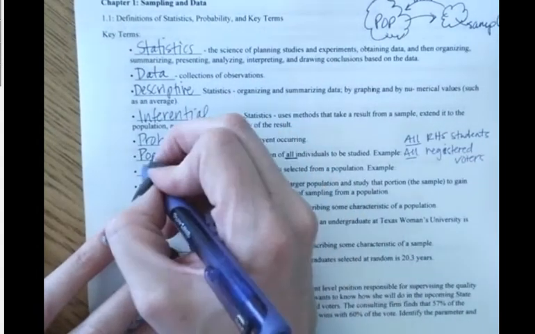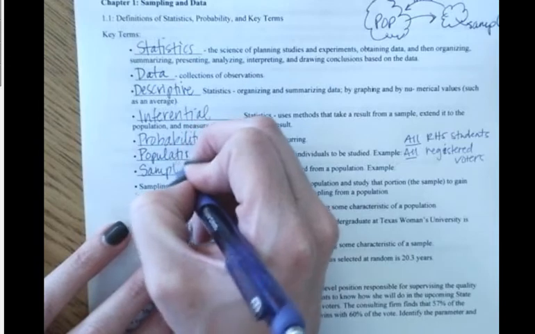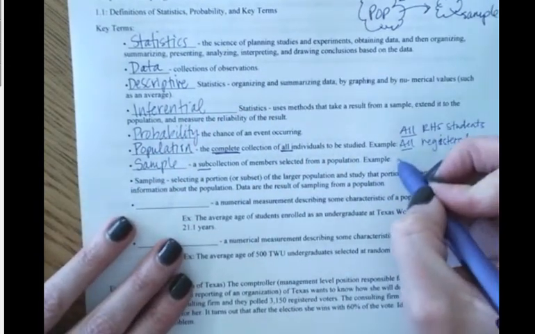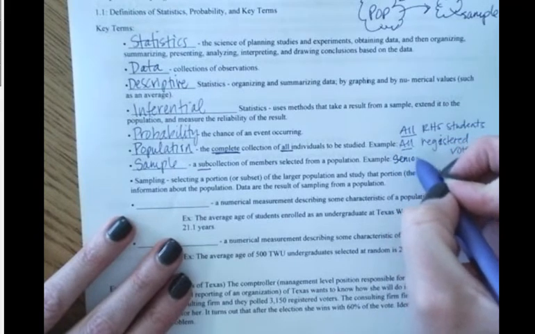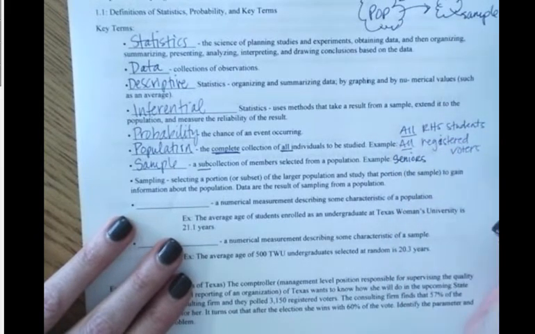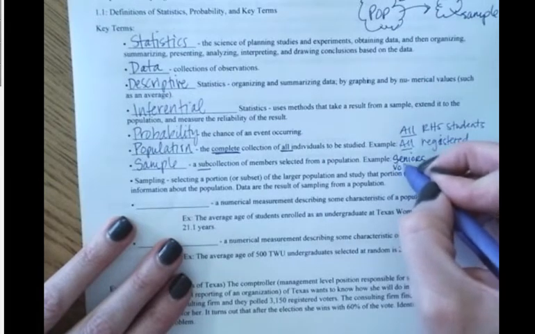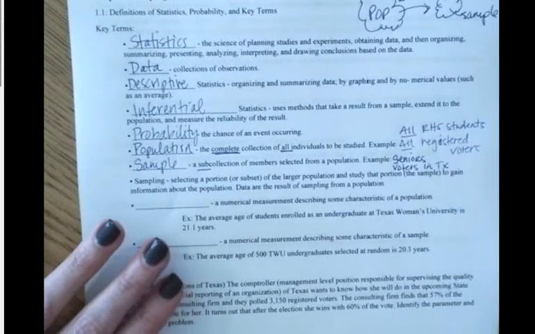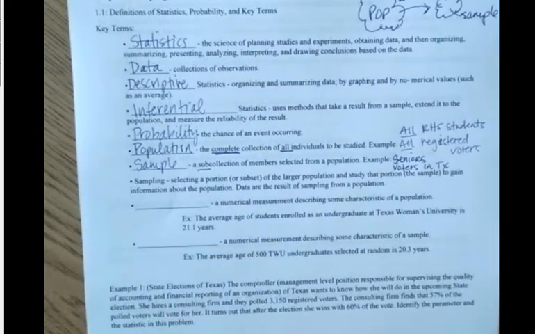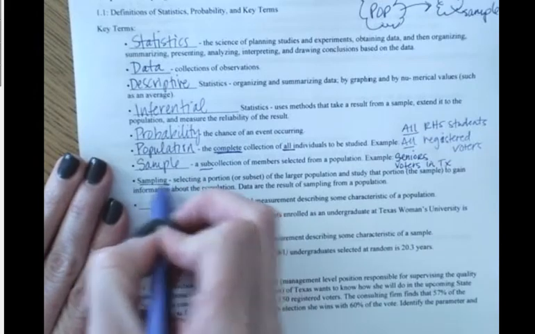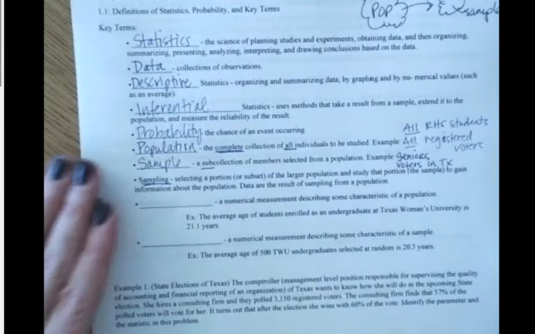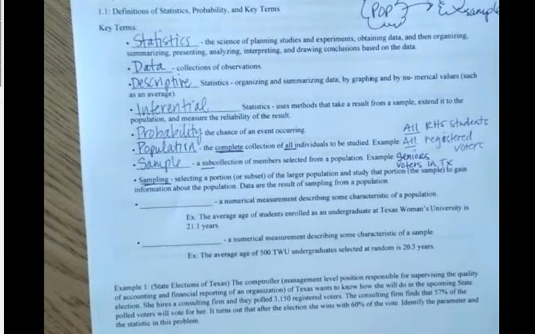Now, a sample is a subset. It's a sub-collection of the members of the population. For instance, if I just take RHS students, I could take seniors. Or all registered voters, I could take voters in Texas. Okay, that's a subset of the big population. Now, sampling is a practice of selecting a portion of the larger population and studying that portion to gain information about the population. The data are the result of the sampling from the population.